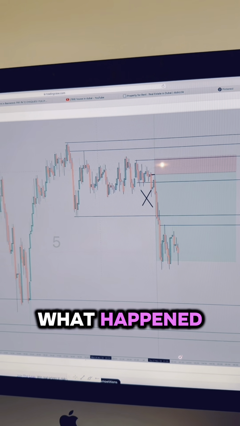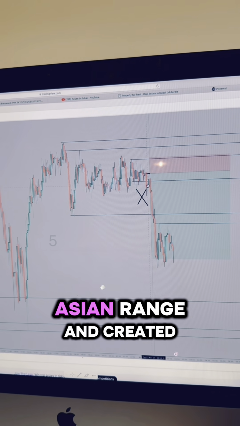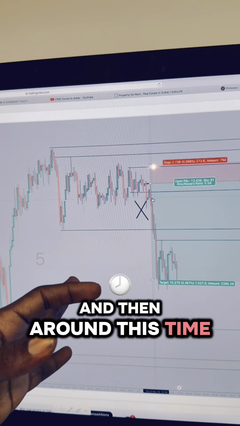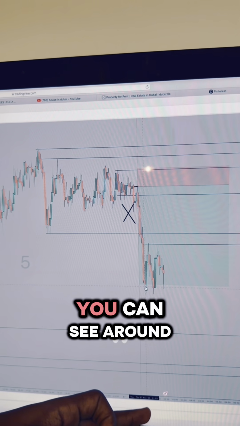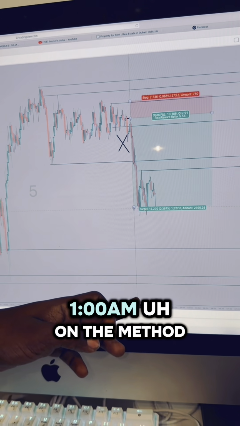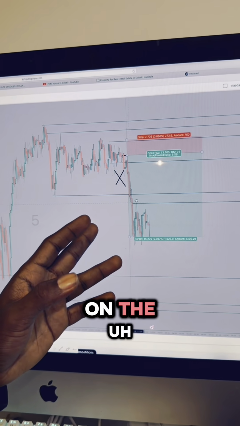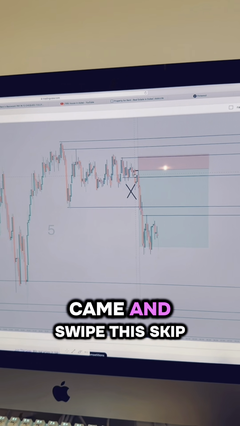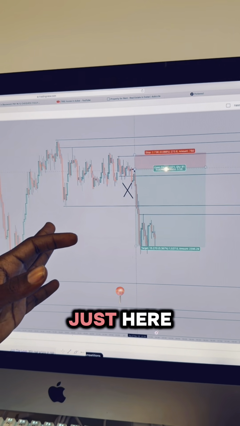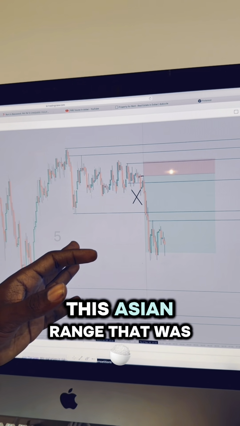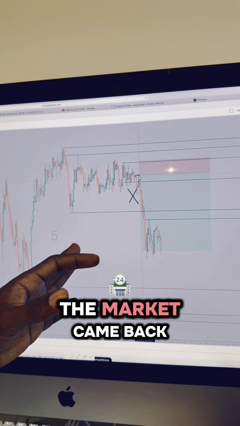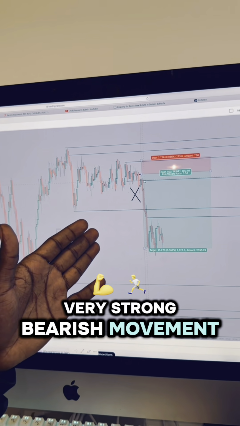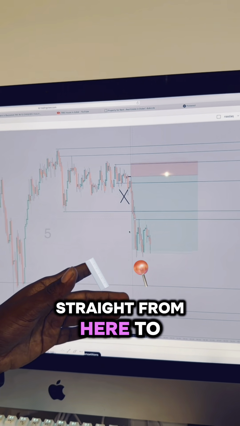And then what happened? The market decided to move out of the Asian range and created a gap. And then around this time, what time is it? Around 1 a.m. on the TradingView time frame, the market came and swept this gap just after the break of this Asian range. The market came back and retraced around this area. Then we had a very strong bearish movement straight from here to the next.